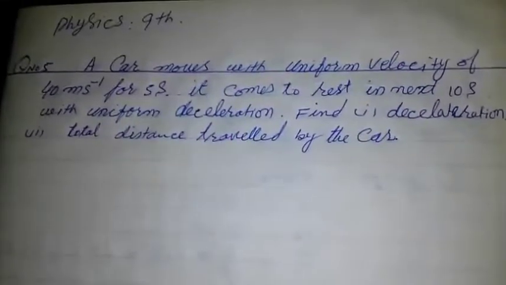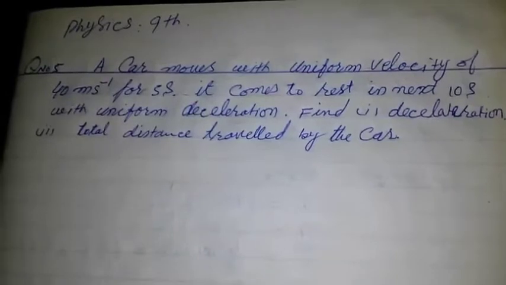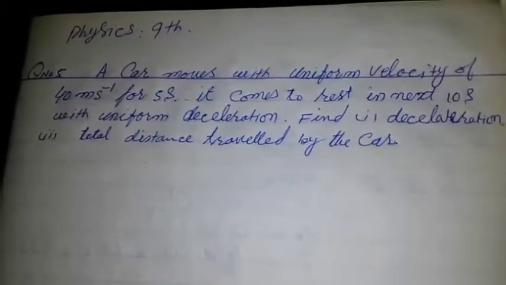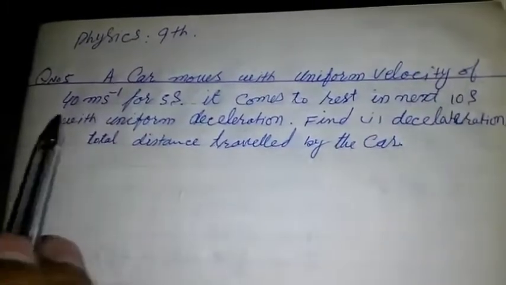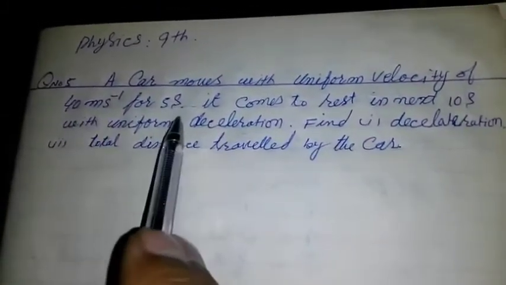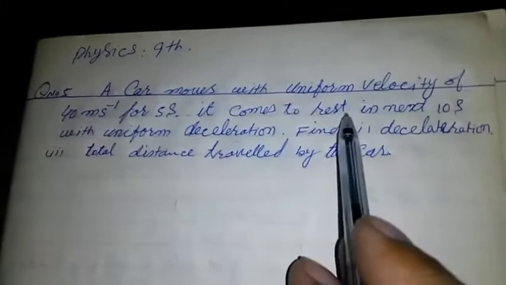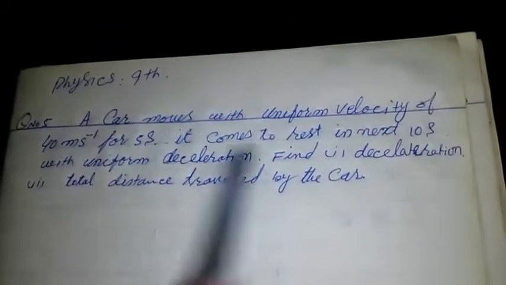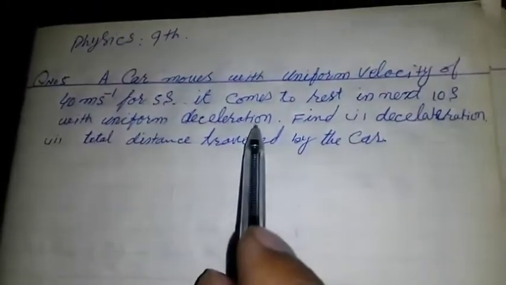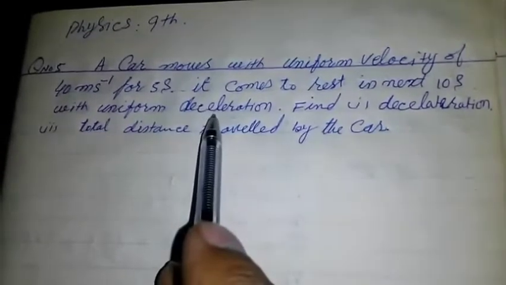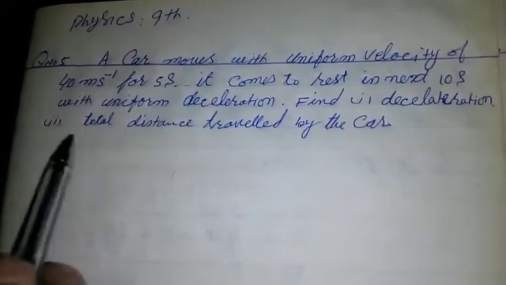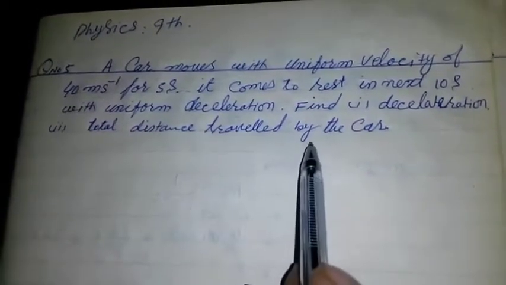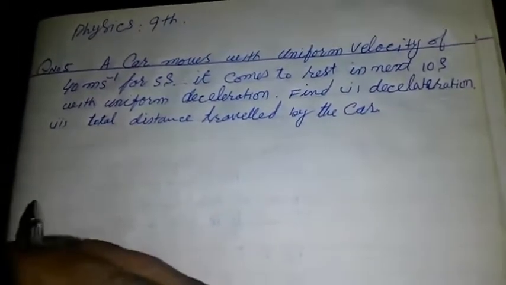Today we have a problem from 9th physics. A car moves with a uniform velocity of 40 meter per second for 5 seconds. It comes to rest in the next 10 seconds with uniform acceleration. Deceleration, not acceleration, it is deceleration. Find its value of deceleration and the total distance traveled by the car. Let's solve this.